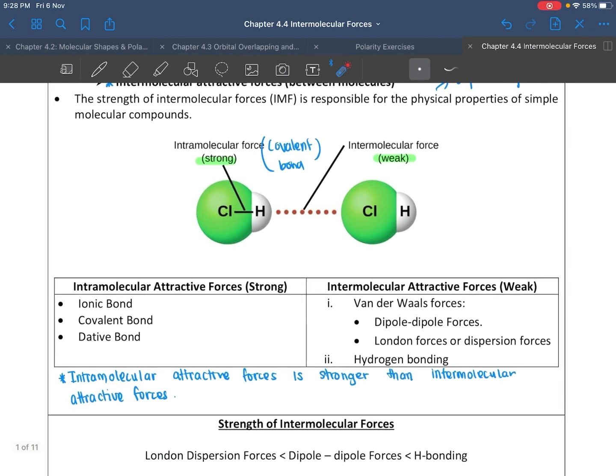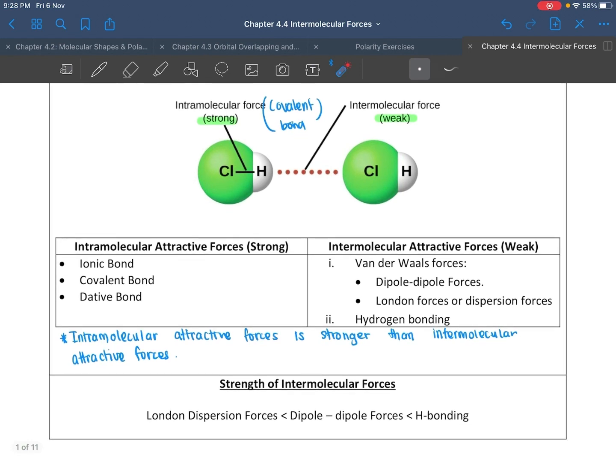Next kita tengok strength of intermolecular forces. Now, our focus is mainly on these intermolecular forces. Intermolecular forces ada dipole-dipole, ada London, ada hydrogen bonding. Antara tiga ni yang mana paling kuat? Yang paling kuat adalah hydrogen bonding, the strongest among all three. Yang paling lemah adalah London dispersion forces. Dan yang tengah-tengah, yang kuat sikit daripada London dispersion forces, adalah dipole-dipole forces.